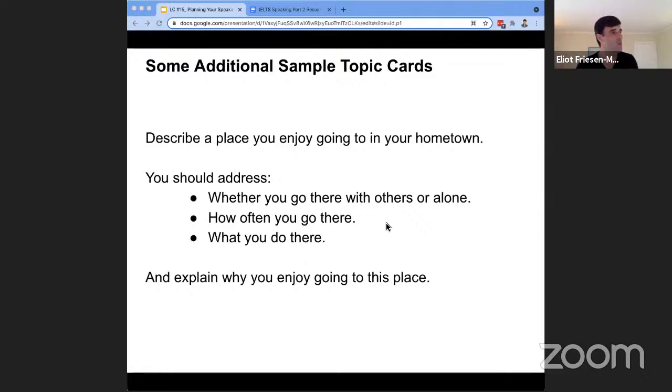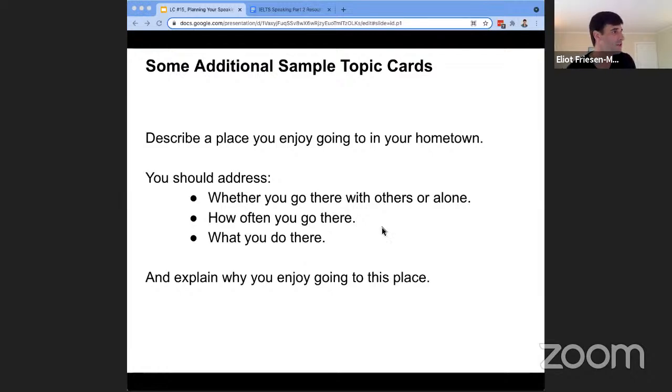Okay, so let's take a quick look at some sample cards and think through the kinds of things we would need to do to respond to these. All right, here's one. Describe a place you enjoy going to in your hometown. You should address whether you go there with others or alone, how often you go there, and what you do there. And explain why you enjoy going to this place. All right, notice a couple of things. We're going to talk about this in a moment when we think about how to prepare answers and plan for answers during the 1 minute you have to prepare.